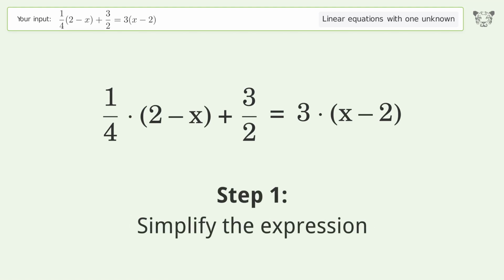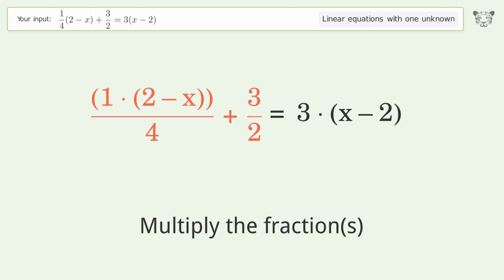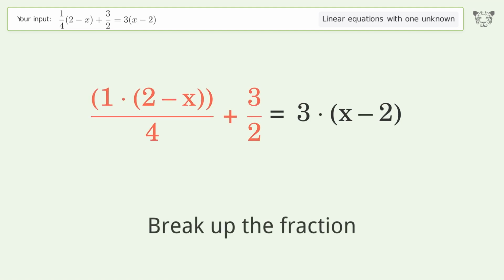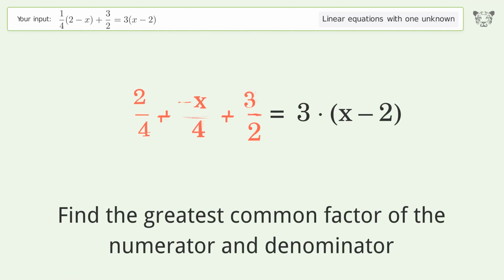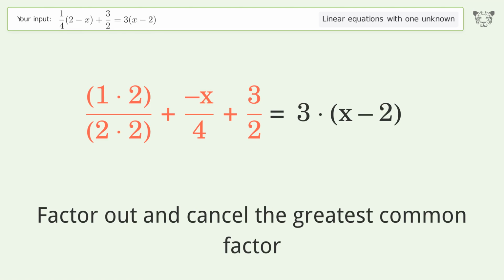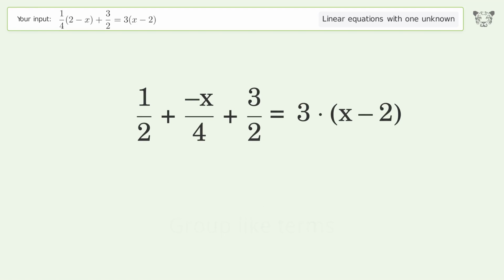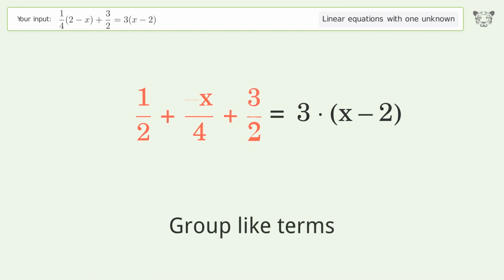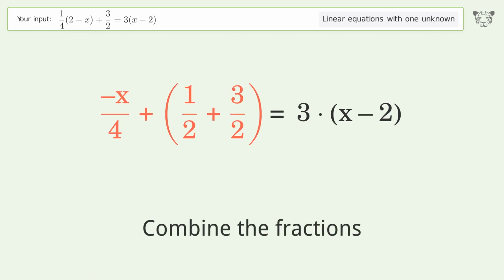Simplify the expression. Multiply the fractions. Break up the fraction. Find the greatest common factor of the numerator and denominator. Factor out and cancel the greatest common factor. Group like terms. Combine the fractions.